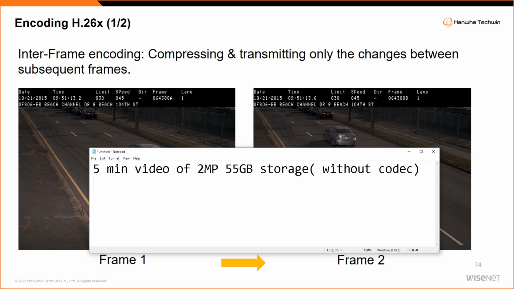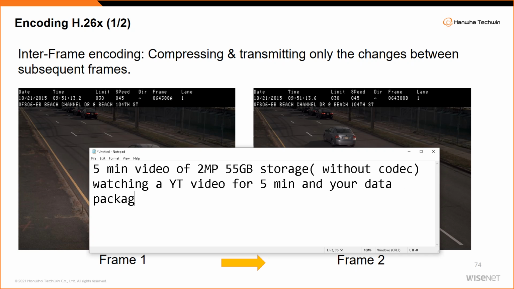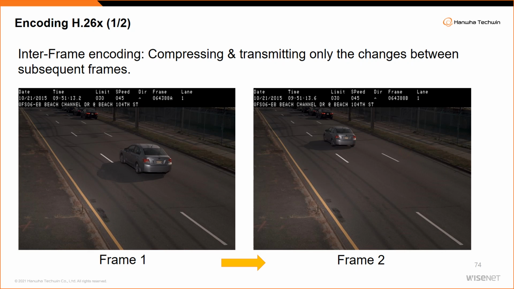How to visualize, how to understand. Imagine watching a video online. Let's say YouTube video for 5 minutes, and your data package is complete, finished, or used up. So that's the impact of codec. YouTube has their own special codec algorithm. However, 5 minute, 55 GB. Some of you have 10, some of you may have unlimited, but you understand, right? For a 2 megapixel itself, just for 5 minutes, you are using 55 GB without codec.